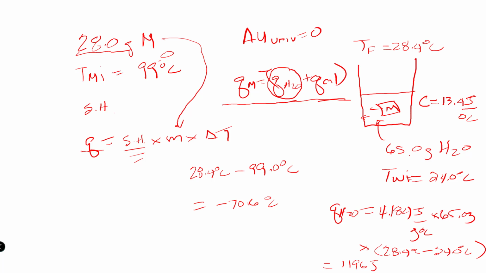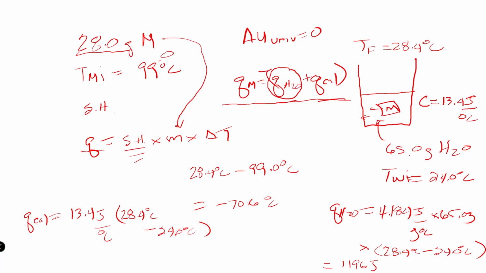Now, we've got to solve for the Q of the calorimeter. Well, that one's not too bad either. Q of the calorimeter is equal to the heat capacity of the calorimeter times the temperature change of the calorimeter. Well, the calorimeter and the water would be the same temperature, and the final temperature would be the same. Otherwise, heat would keep flowing. So 28.4 is the final temperature minus the initial temperature of 24.0.